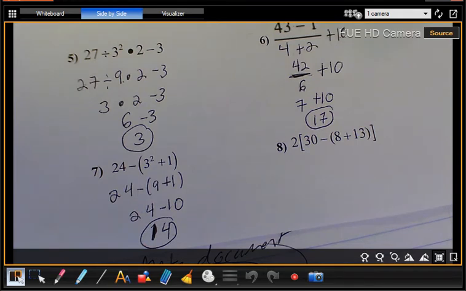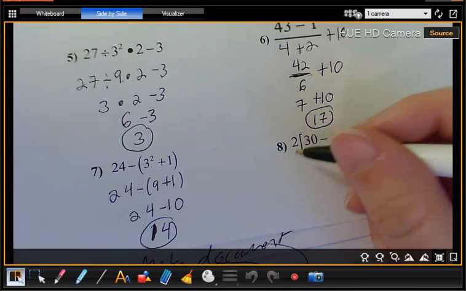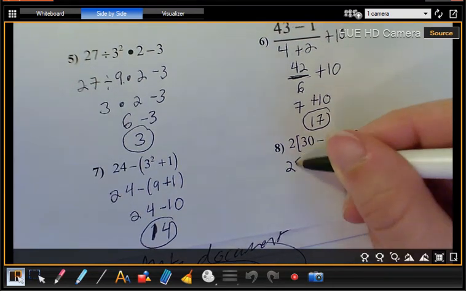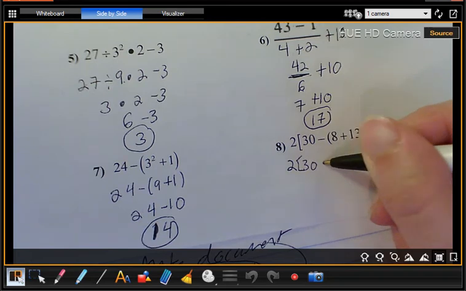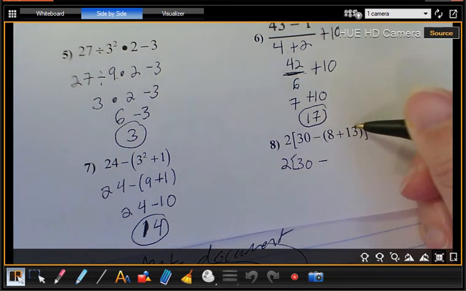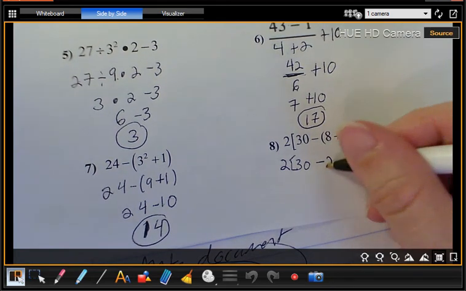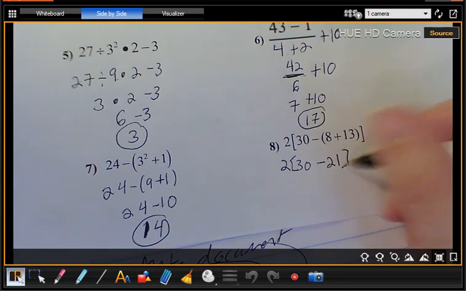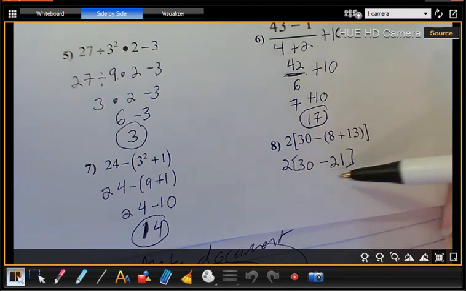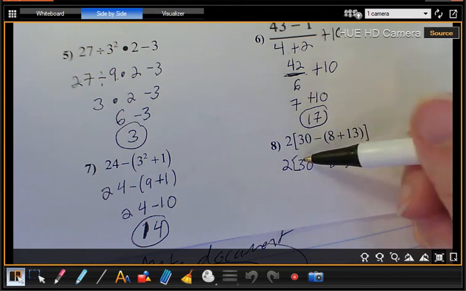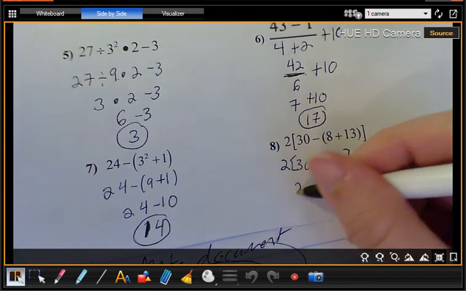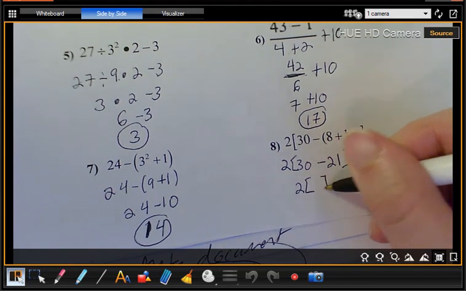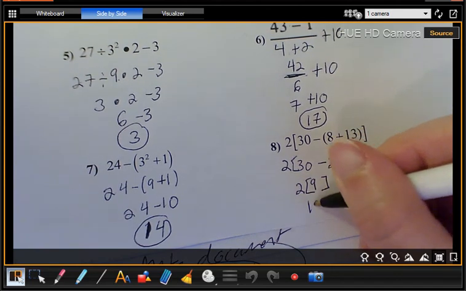Number 8 is just a different kind of parentheses. We often call them brackets. It doesn't make a difference that they look different. It's still going to be the same thing. I'm still going to bring everything down. And then in my parentheses, 8 plus 13 is 21. End parentheses. And then we're going to do inside these brackets first. 30 minus 21 is 9. 2 times 9 gives me 18.